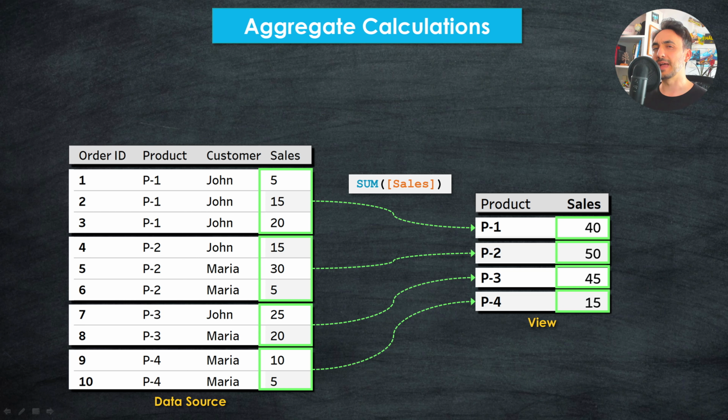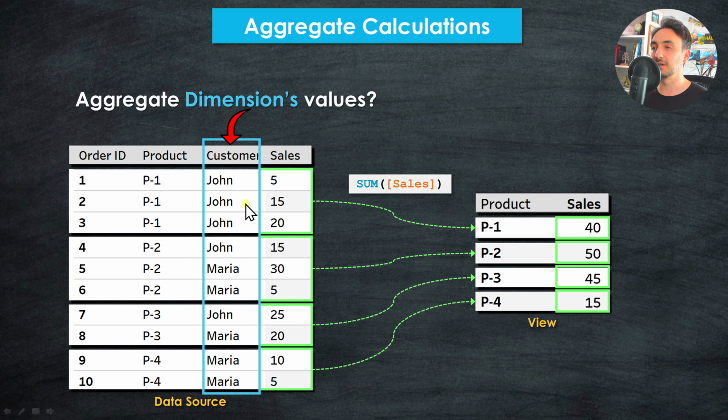Previously, we have learned that the aggregate function is going to go and aggregate the numbers, the measures inside our data source. This makes sense, right? To have the total sales in the view. But now how about aggregating the values of the dimensions? For example, the customers or the products. How to aggregate those values? We cannot use the sum function. In order to aggregate the dimensions, we can use the attribute function.